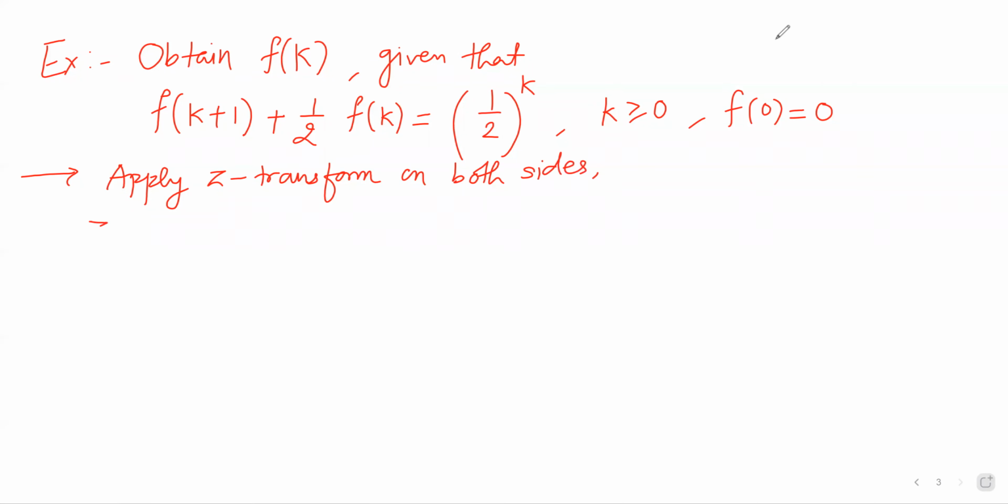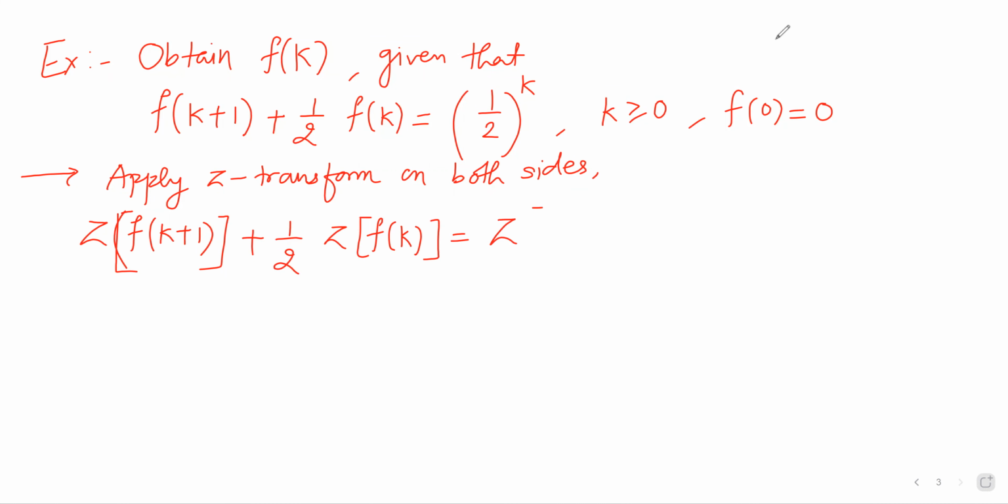So what do you get? Z transform on f of k plus 1 plus half times Z transform on f of k is equal to Z transform on half raised to k, correct? So what is Z transform on f of k plus 1? Just now we have seen the formula. You have to use that.